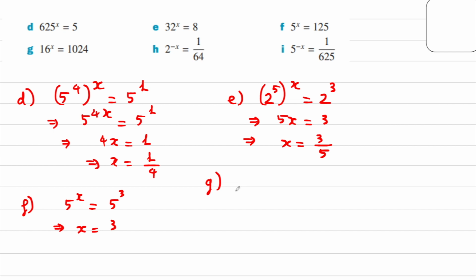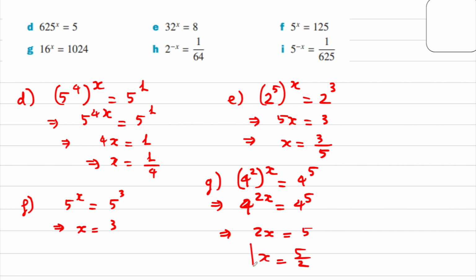Question G, 16 and 1024. Okay, 1024 and then here is 4. Yeah, I can convert them. 16 means 4 squared. 1024 equals 4 to the power of 5. And 4 here, 2h will be the exponent, 4 to the power of 5. And the equation is only 2h equals 5. This means 5 over 2 will be the answer for this question. That's it. Question G, we finished.